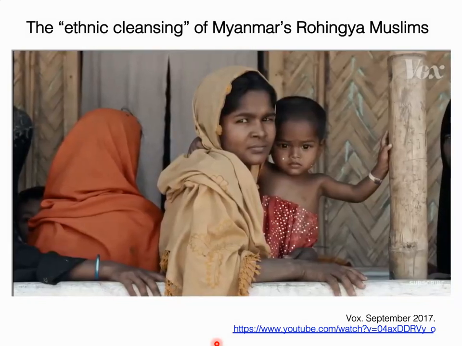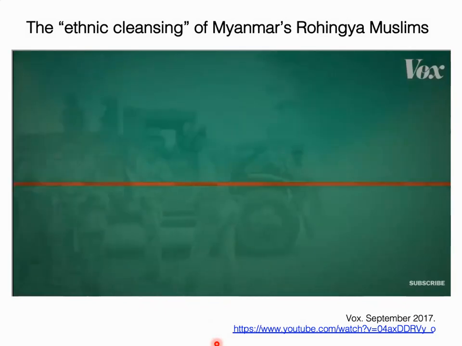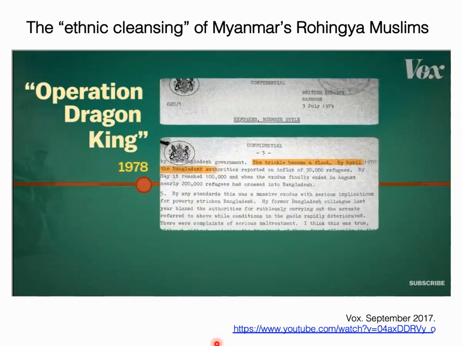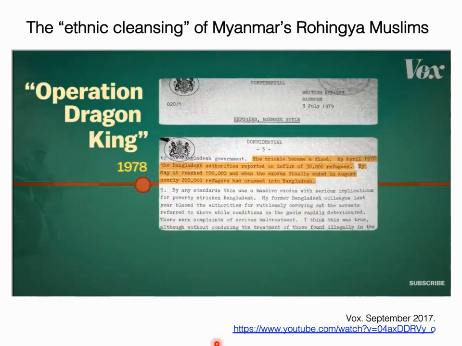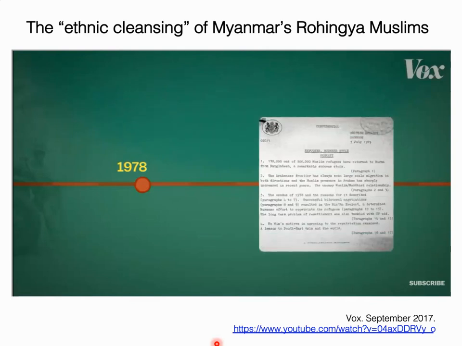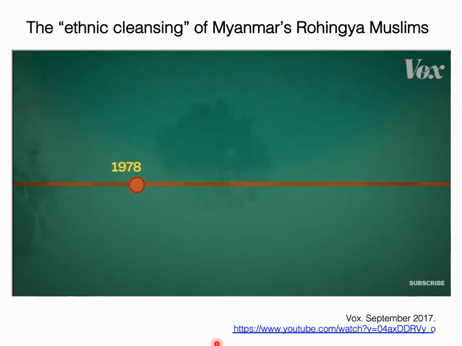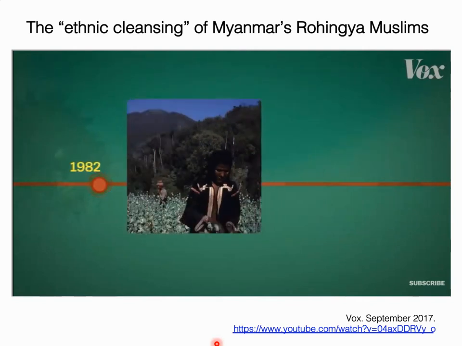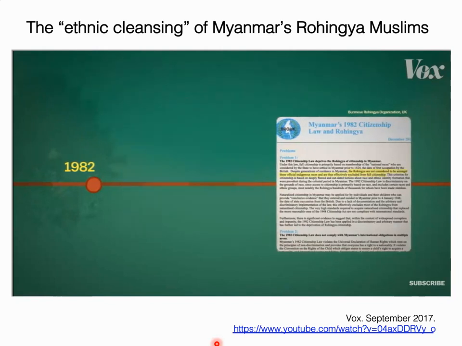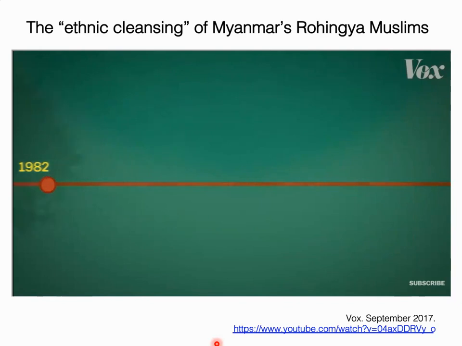illegal immigrants from Bangladesh. It started in 1978 after a massive crackdown called Operation Dragon King forced about 200,000 Rohingya to flee to Bangladesh. The military reportedly used violence and rape to drive them out. About 170,000 Rohingya reportedly returned to Burma. Then in 1982, the government passed the Citizenship Act, recognizing 135 ethnic groups. The Rohingya, with a population of about 1 million, were not on the list and became a stateless people.